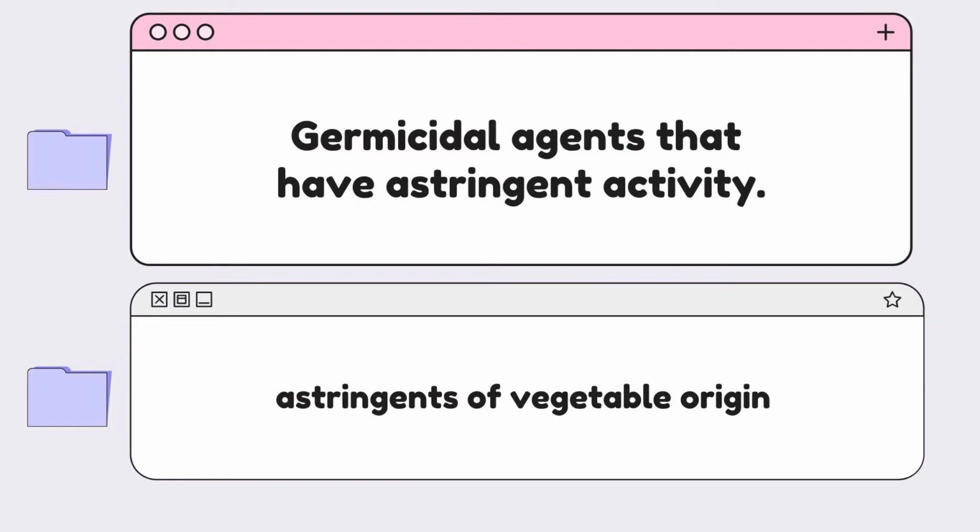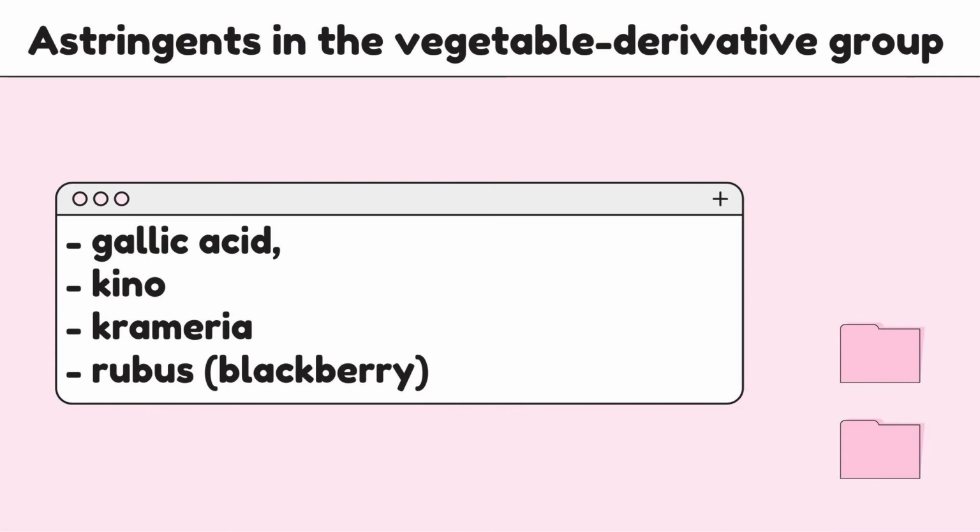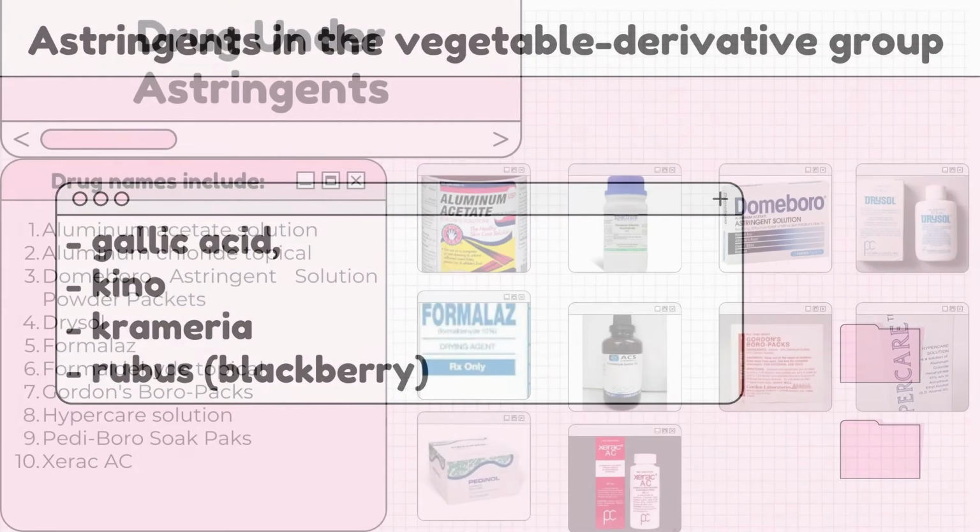Other astringents are of vegetable origin. Most of these preparations owe their activity to tannic acid or gallotannic acid. Astringents in the vegetable derivative group include gallic acid, quino, krameria, and rubus.